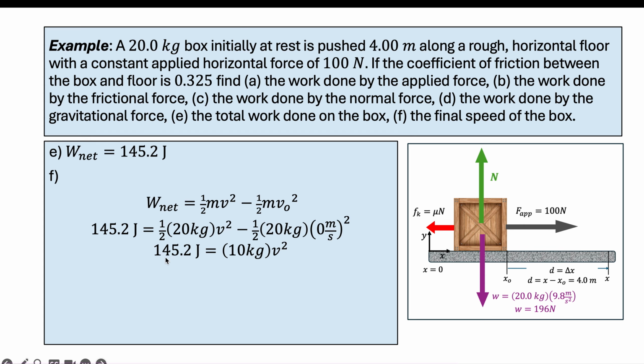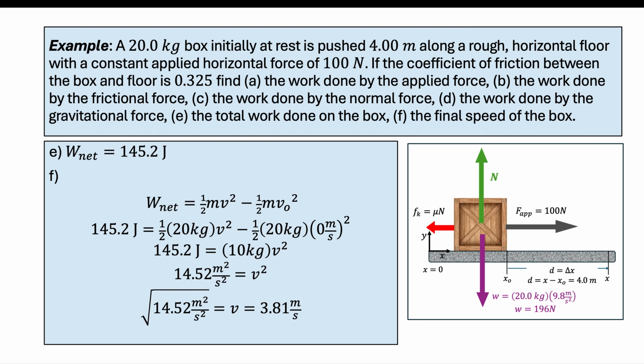So I get an expression that the 145.2 joules of work has to equal 10 kilograms times v squared. I can divide both sides by 10, and then I can take the square root, and I get that the final speed of the block is 3.81 meters per second.